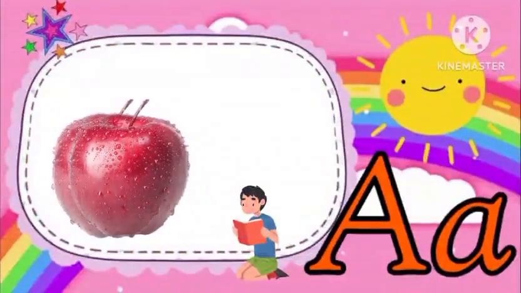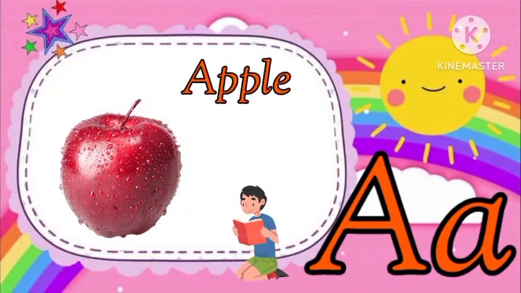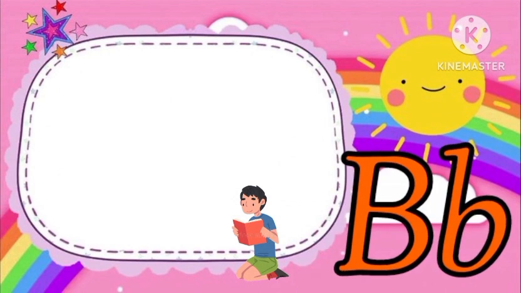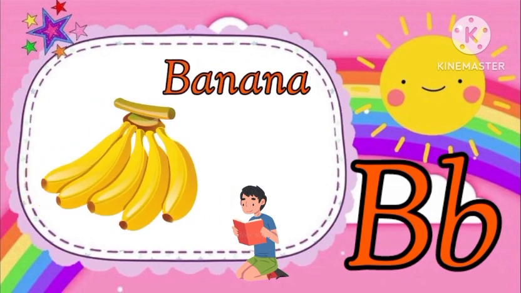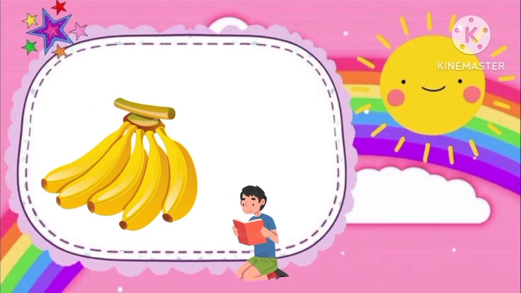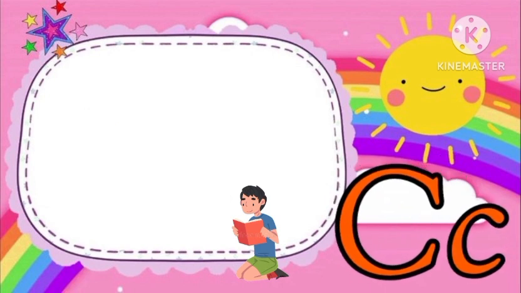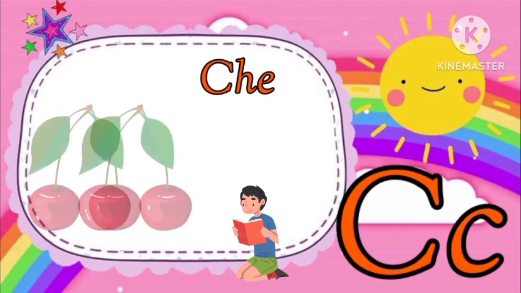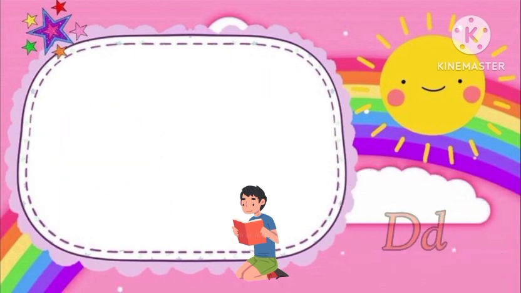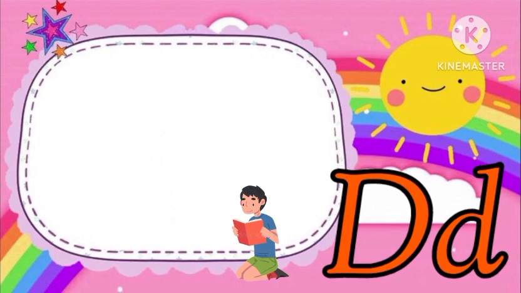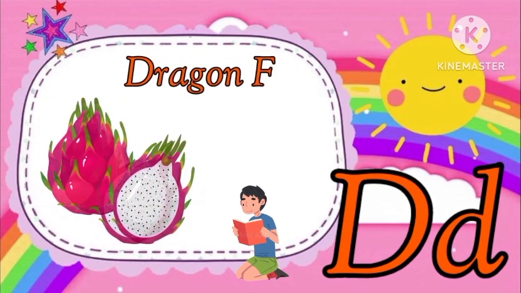A. A is for apple. B. B is for banana. C. C is for cherry. D. D is for dragon fruit.